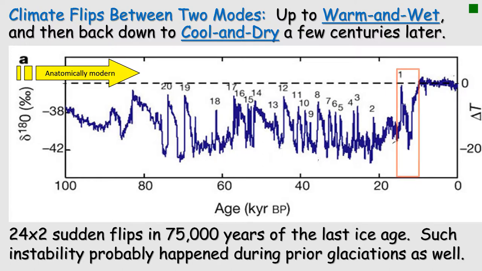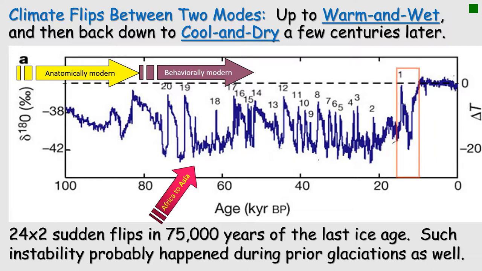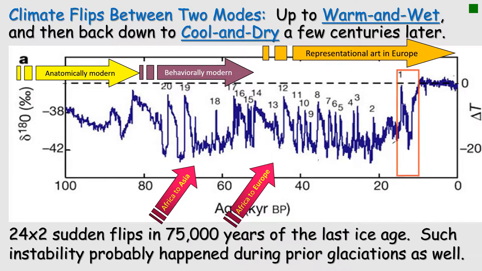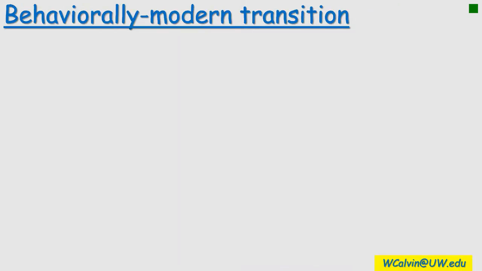So here's the period of anatomically modern humans, and then behaviorally modern coming in here. Here's the out of Africa into Asia, the out of Africa into Europe. And at about that time, 40,000 years, this is when the Neanderthals go extinct, but it's also about when representational art in Europe gets going from 50 to wall art in about 40.